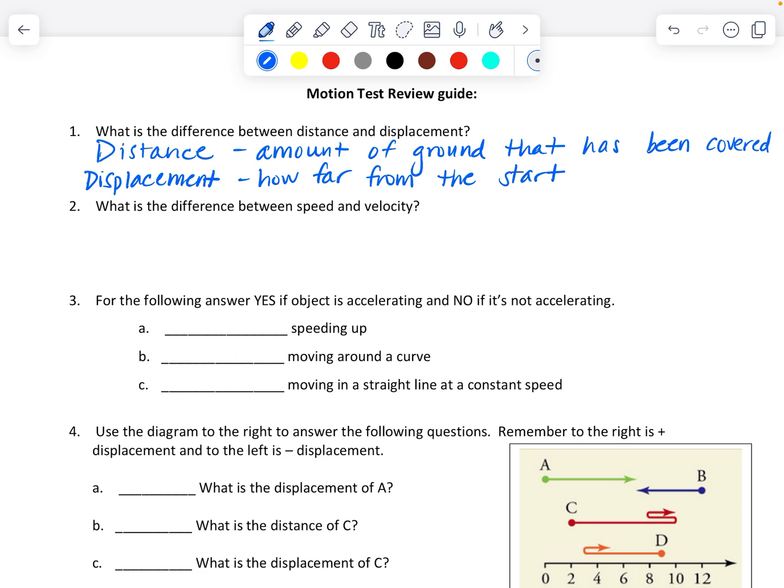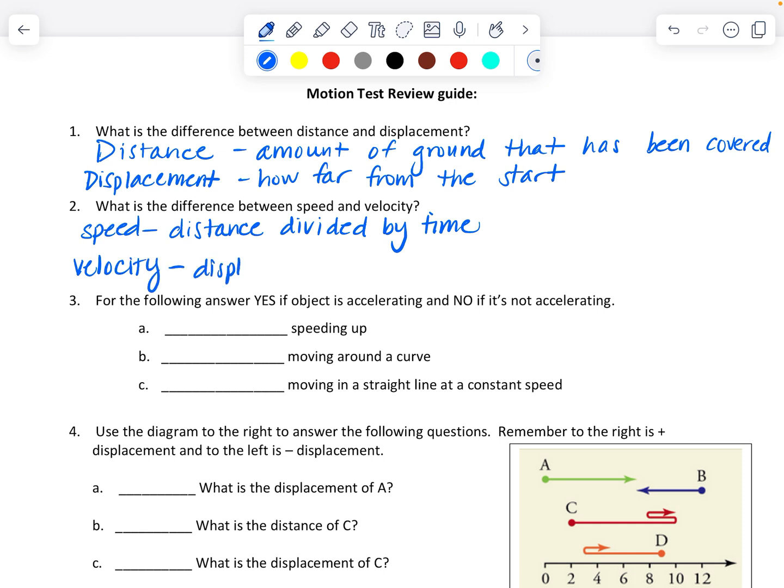Next, difference between speed and velocity. So speed is the distance divided by time. And velocity is displacement divided by time.